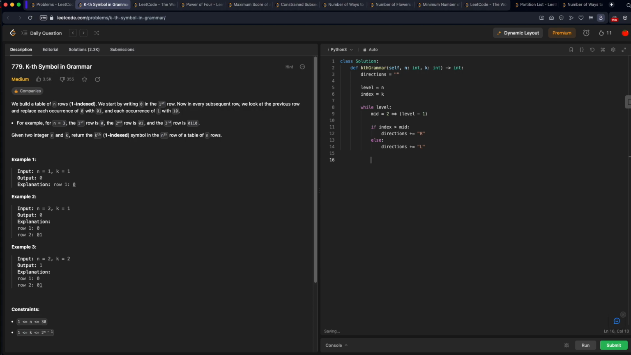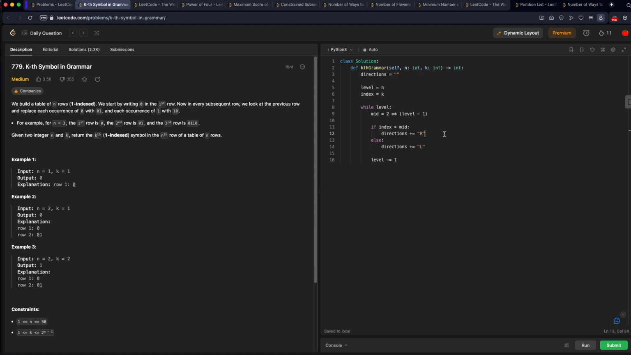And now we move down our level, so level minus equals 1. But there's one thing we still need to do. If we came from the right, we need to fix up our index here.